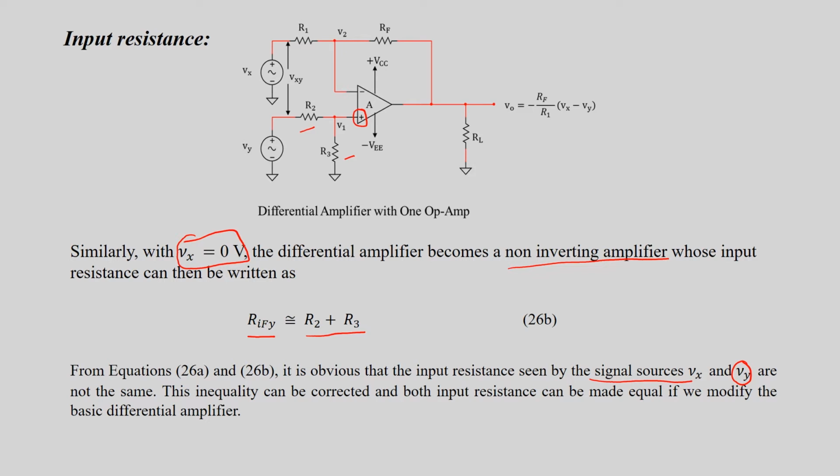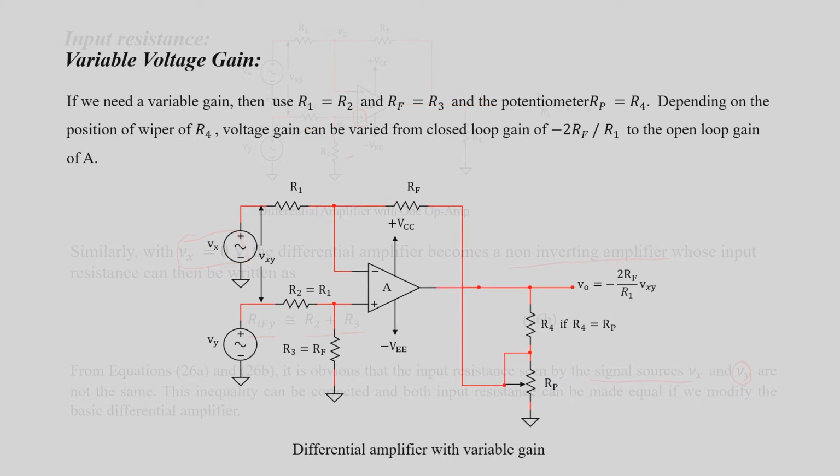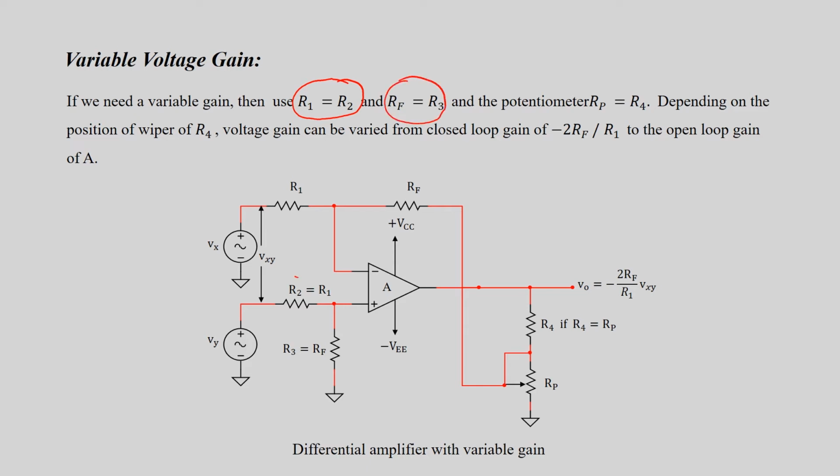This inequality can be corrected, and both input resistances can be made equal, if we modify the basic differential amplifier. So now we can have a variable voltage gain. We have to make certain changes in the above circuit. As already discussed, we can have R1 equal to R2 and RF equal to R3. So here we have done so, taking R1 equal to R2 and RF equal to R3.